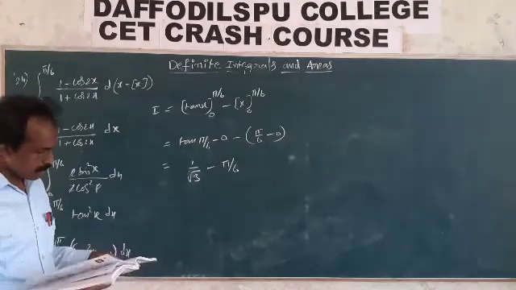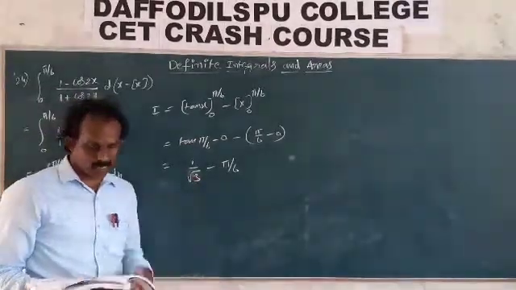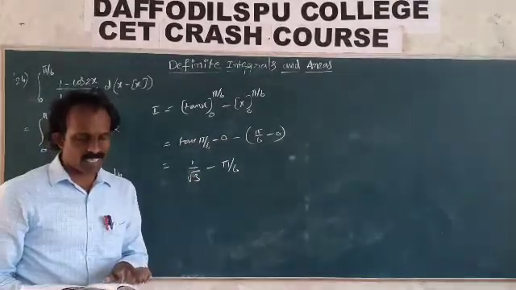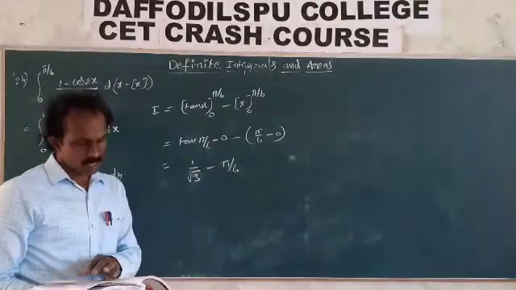Okay. Right. 25: integrate by parts. What is the first function? The first function is x. The second function is secant square x. Use the formula.